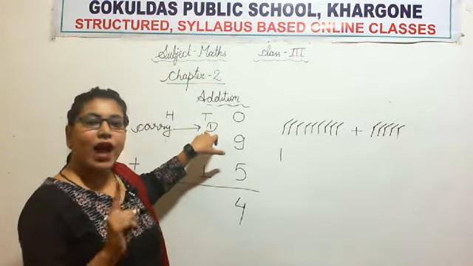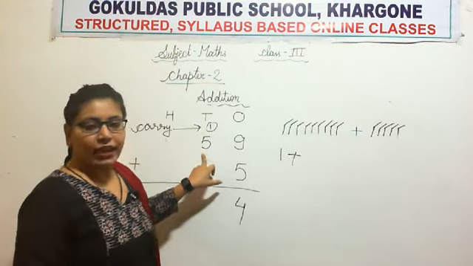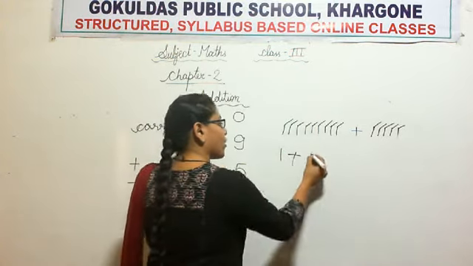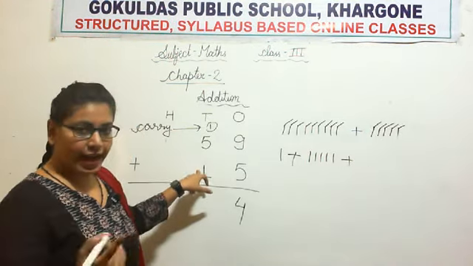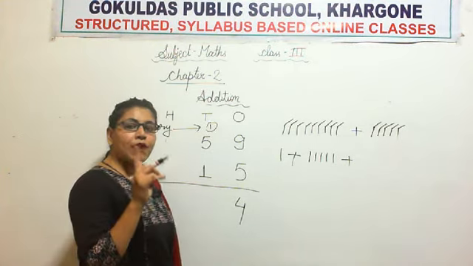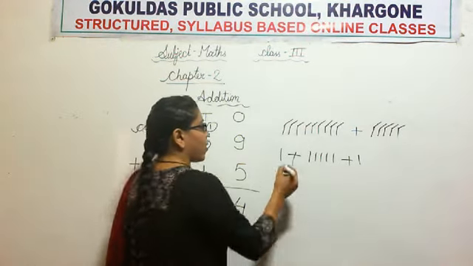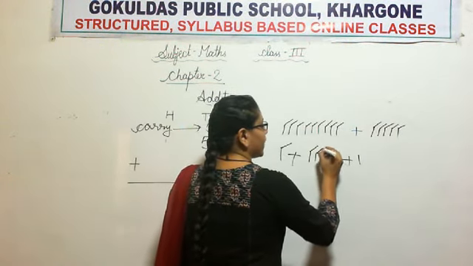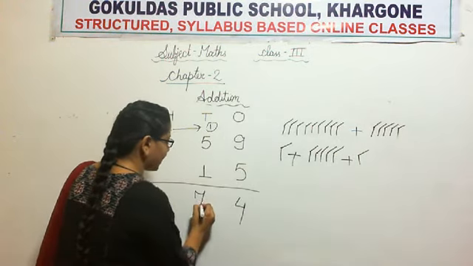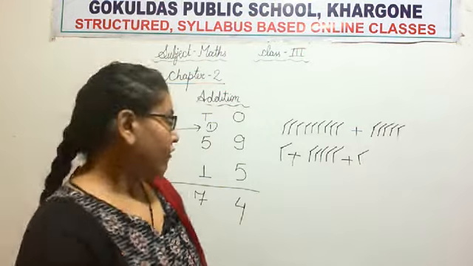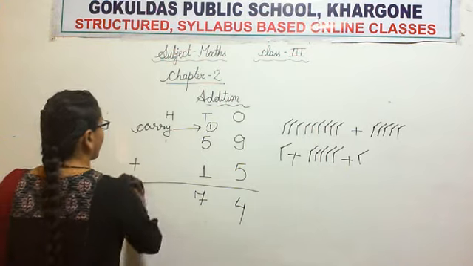Now we will start from this. What is this? 1. So how many sticks will we draw? 1. Plus 5. Then how many sticks will we draw? 5. 1, 2, 3, 4, 5. Now again a plus sign because we are adding. Again what are we adding? 1. So how many sticks will we draw? 1. Now let's count how many sticks in all. 1, 2, 3, 4, 5, 6 and 7. So we will write 7 here. So when we add 59 and 15, the answer will be 74.